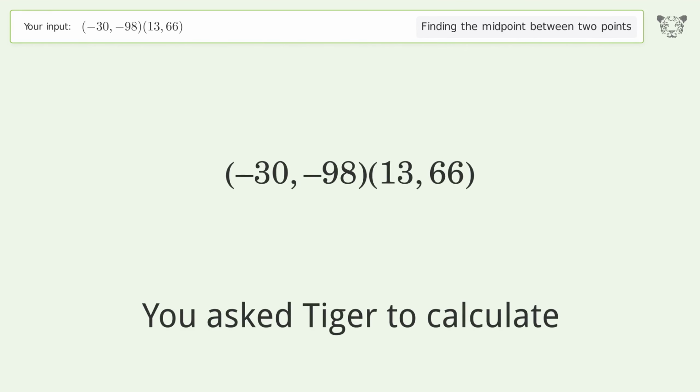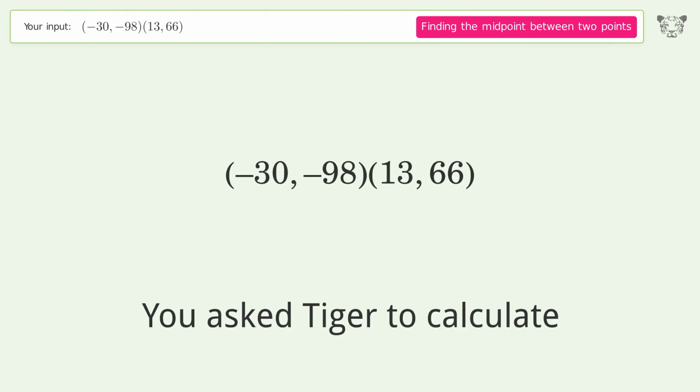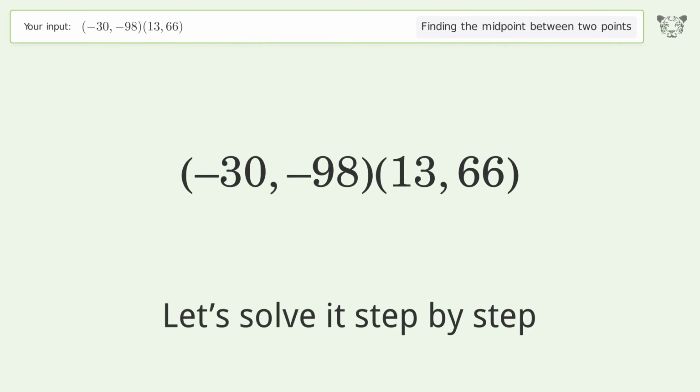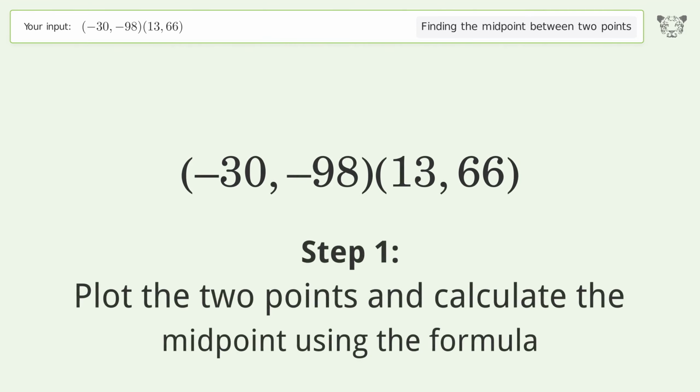You ask Tiger to calculate. This deals with finding the midpoint between 2 points. The midpoint between the 2 points is negative 8.5, negative 16. Let's solve it step by step. Plot the 2 points and calculate the midpoint using the formula.